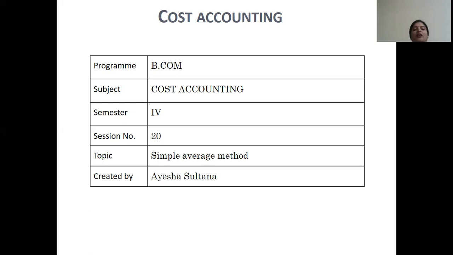This may lead to over recovery or under recovery of cost of materials from production because quantity purchased in each lot is ignored. This is what we call a simple average method. Let us move on to the problem.